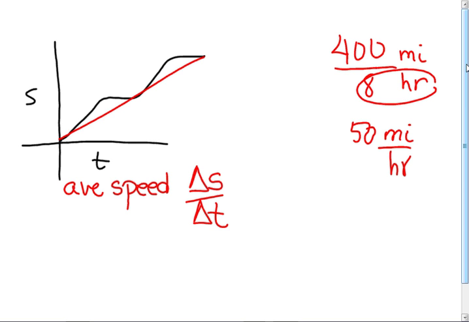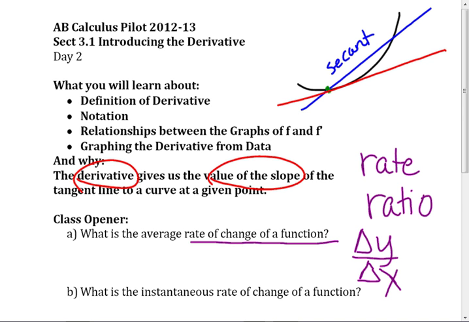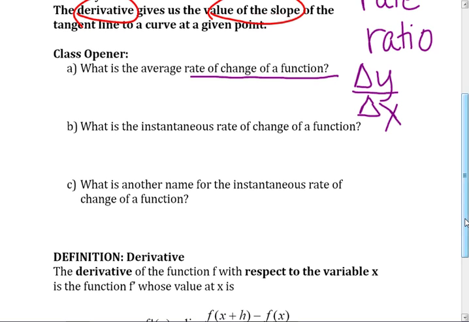Okay. That's my average. Okay, guys? Average rate of change is simply slope that you learned in Algebra 1. That's all it is. It's just slope.